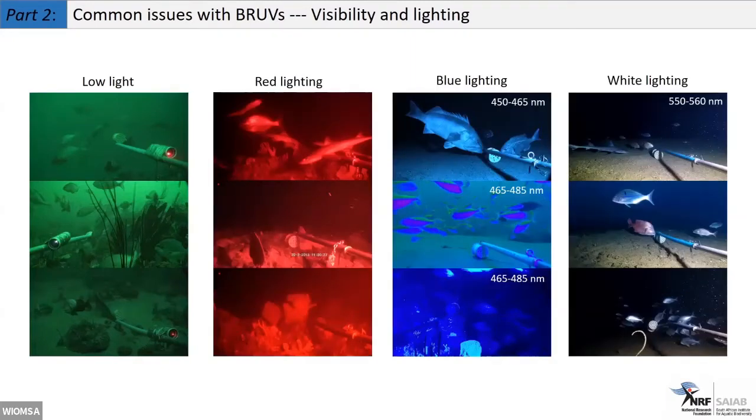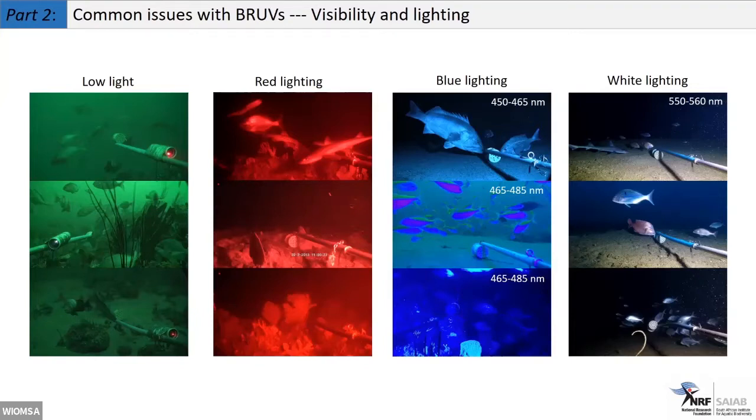Red light is supposed to cause the least disturbance, but it attenuates very quickly in water, so the illuminated area is not as big as what you would get with blue and, to a lesser degree, white lights. Blue wavelengths penetrate furthest in water. However, you have to be careful not to select a wavelength within the spectrum that makes fish fluoresce, as can be seen in the bottom two examples of the blue lighting.